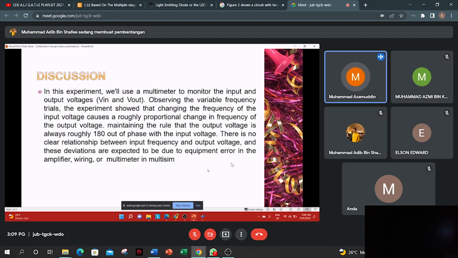There is no clear relationship between input frequency and output voltage. These deviations are expected to be due to equipment error in the amplifier, wiring, or multimeter in Multisim. Okay, next.